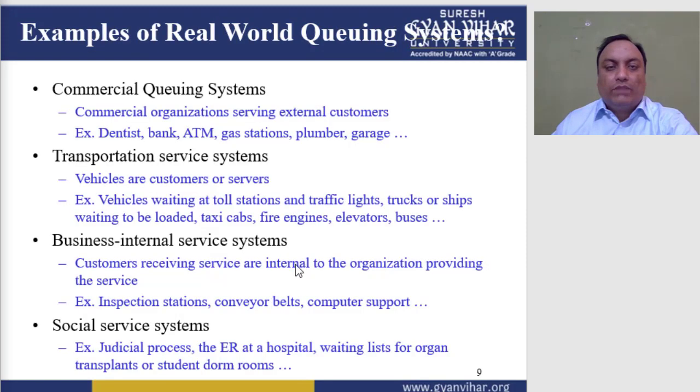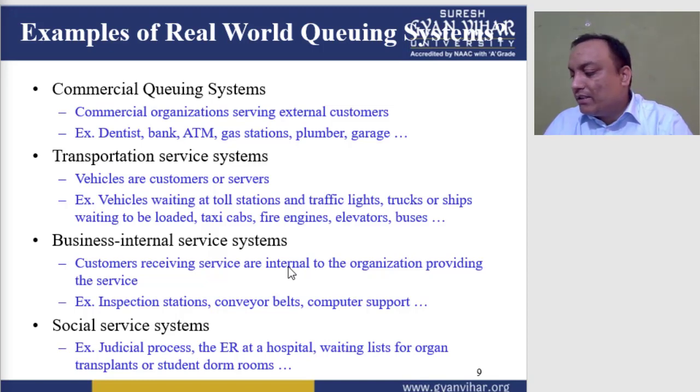So this is an example of real world queuing systems. Here are the different types of examples of real world queuing systems. The first one is the commercial queuing system, the second is the transportation service system, the third is the business internal service system, and the last one is the social service system. The commercial queuing system is commercial organizations servicing external customers. Examples: dentist, bank, ATM, gas stations, plumber, garage, mechanic, and other things.